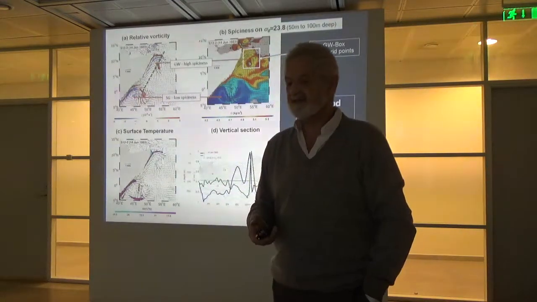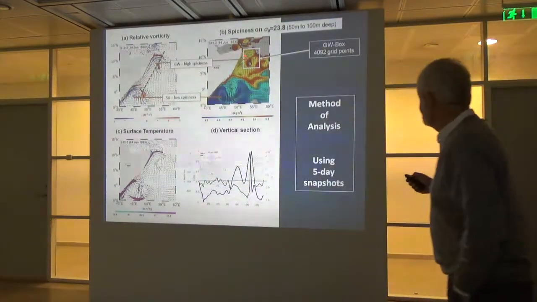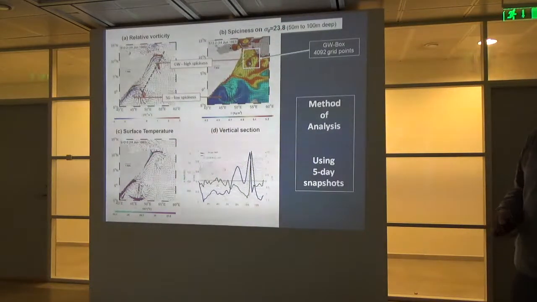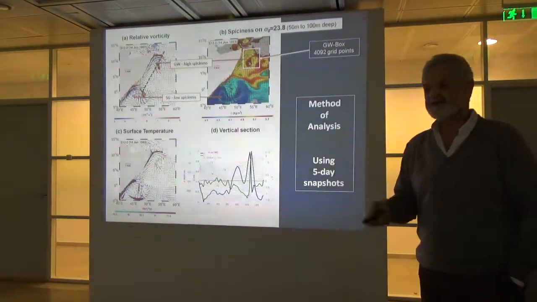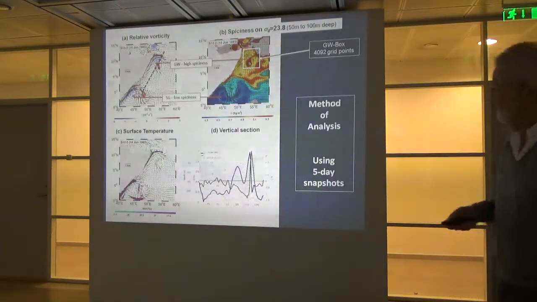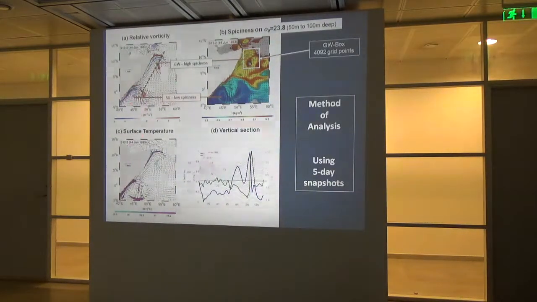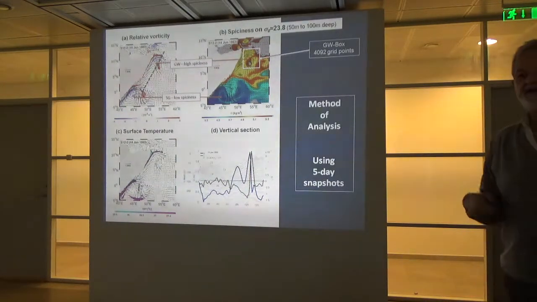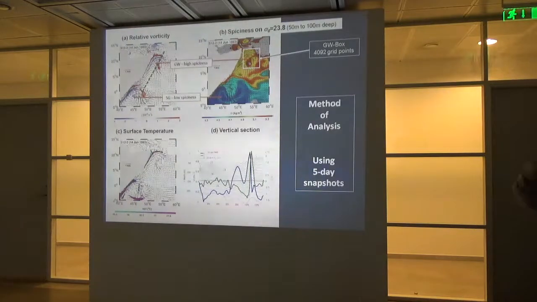The spiciness is conserved on isopycnal surfaces. So it's a conservative thing if there is no mixing. And in case of course mixing, then it is changed. So if you have a water mass with a specific spiciness that is moving somewhere, it should keep its spiciness unless it is mixed with another water mass.